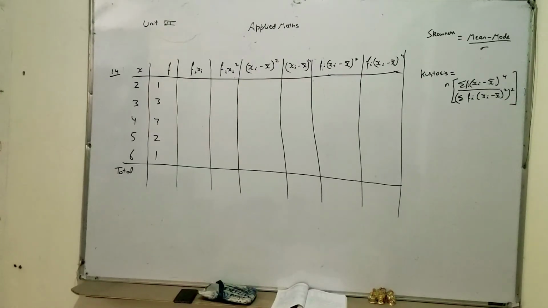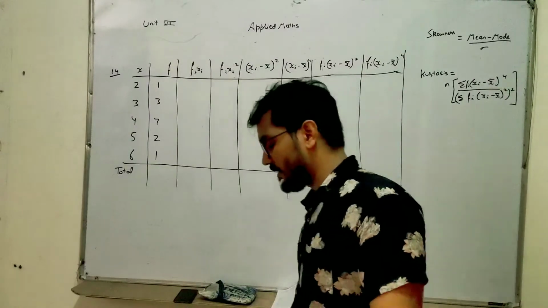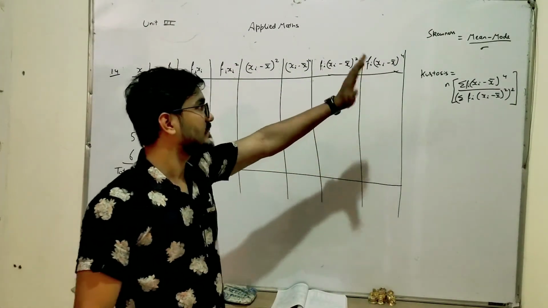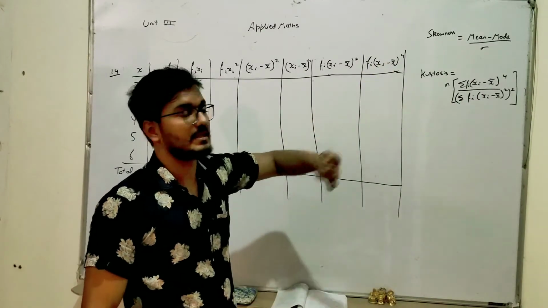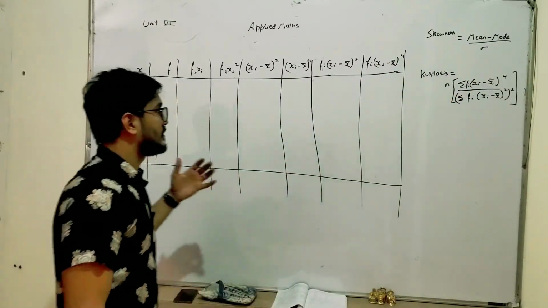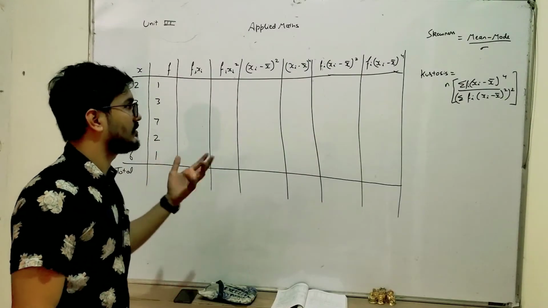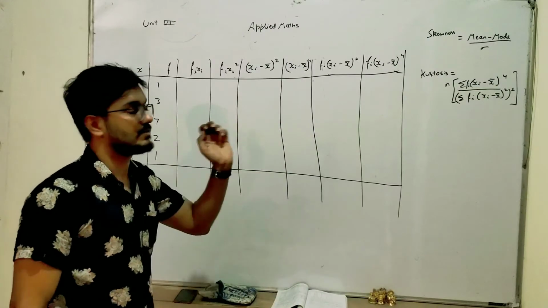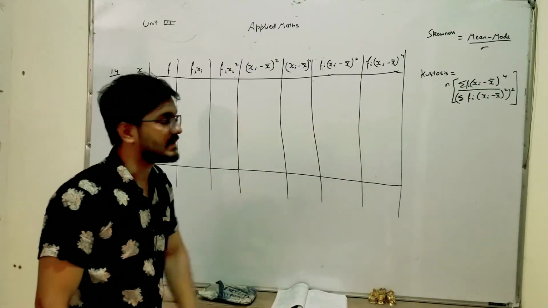Now this is our next topic of applied maths, skewness and kurtosis. Skewness and kurtosis is very easy. Skewness formula is mean minus mode upon sigma. Sigma means standard deviation. So mean minus mode upon standard deviation. Mean we all know how to calculate, mode we all know how to calculate, and standard deviation we have also studied.